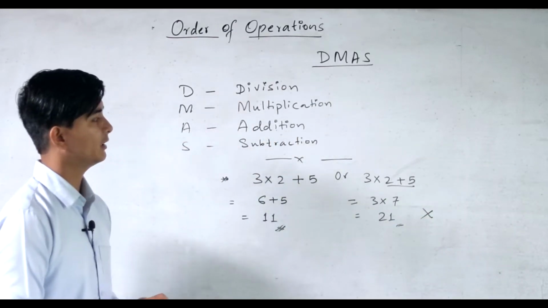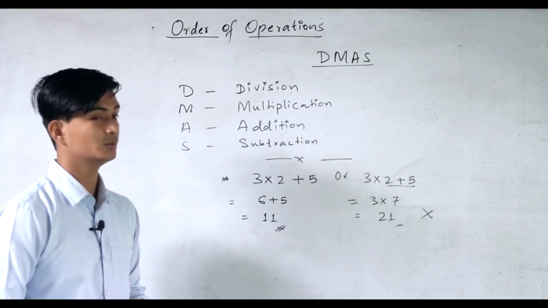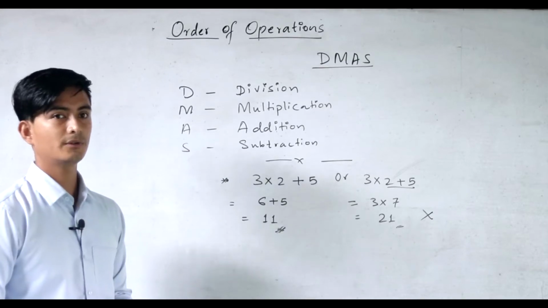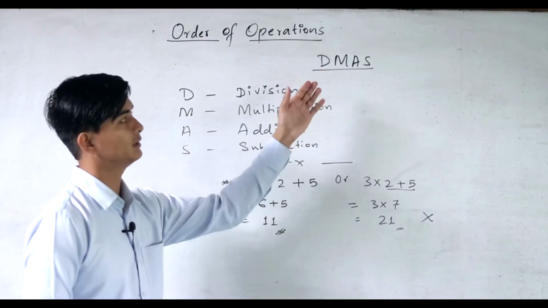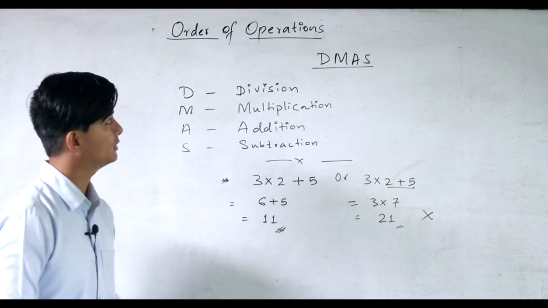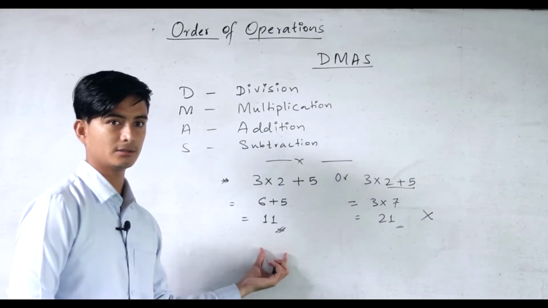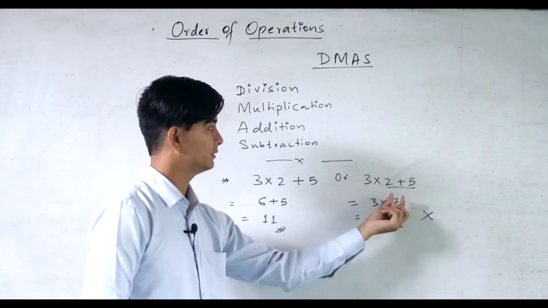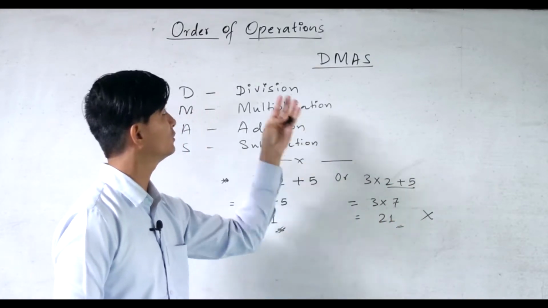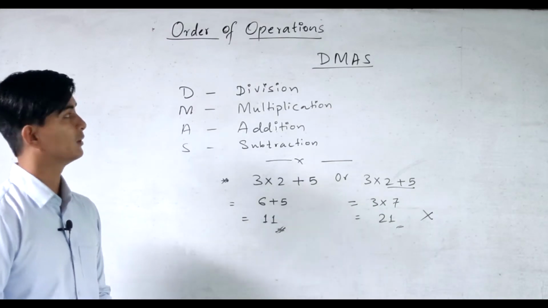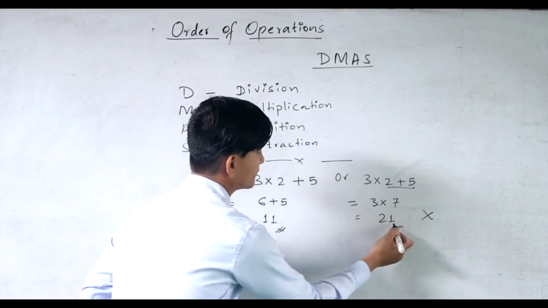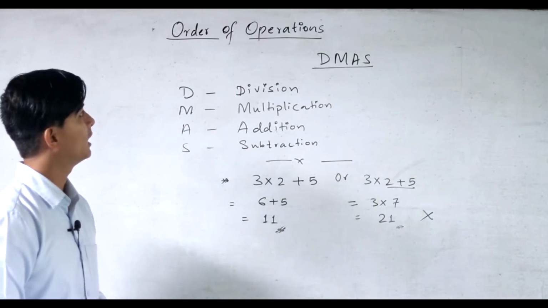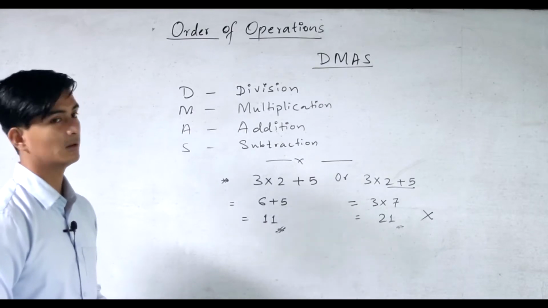Okay, so to make it clear and to get a correct answer, we require the order of operations, which is a rule we have to follow. If you follow this rule, then only we will get the correct answer. Okay, so some students may do it like this also. They may add and then multiply if they don't know the order of operations, or if they don't know the rules to solve these problems. For this we need to follow these rules, which is called DMAS.